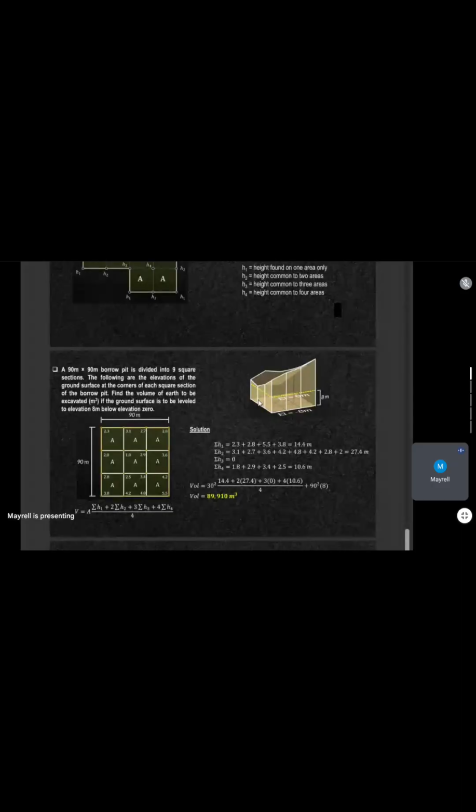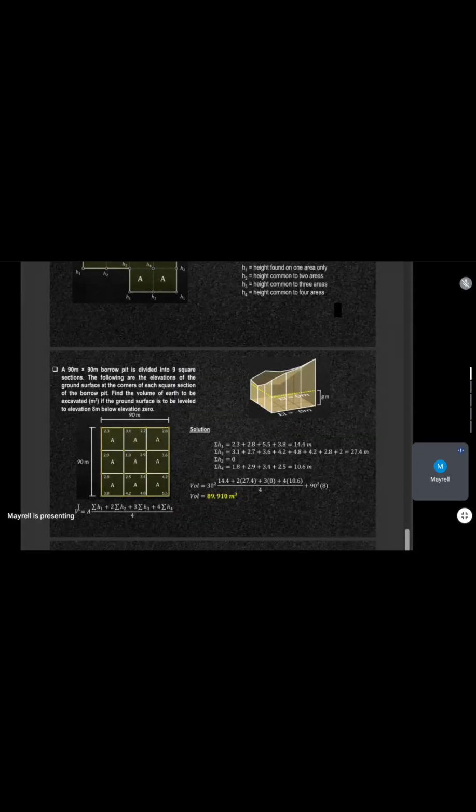So you have this 3D illustration. This yellow line is the elevation 0. The numbers start from 0, like this 2.3. But below that is also to be excavated. So 8 meters below that elevation, you have this elevation negative 8.